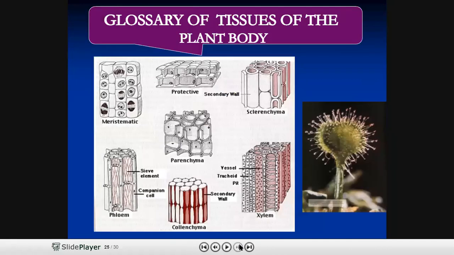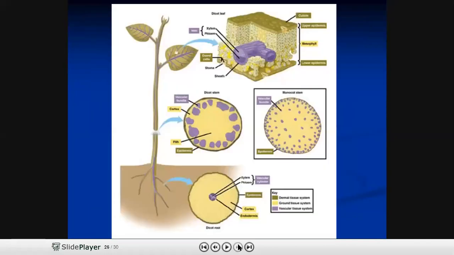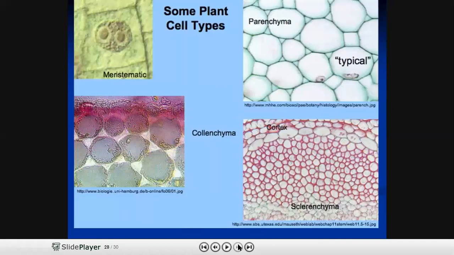So mostly in maize or sunflower we can find these kinds of tissues here. So we already studied what is meristem, what is protective tissue, what is sclerenchyma, what is parenchyma, phloem, xylem. So these are all the glossary here. So this is the vascular tissue.